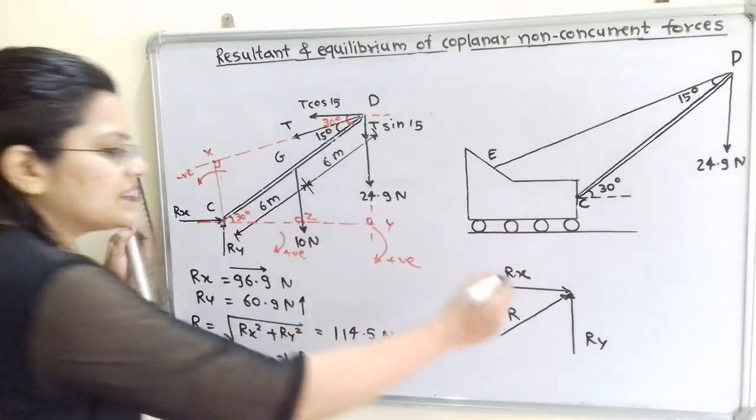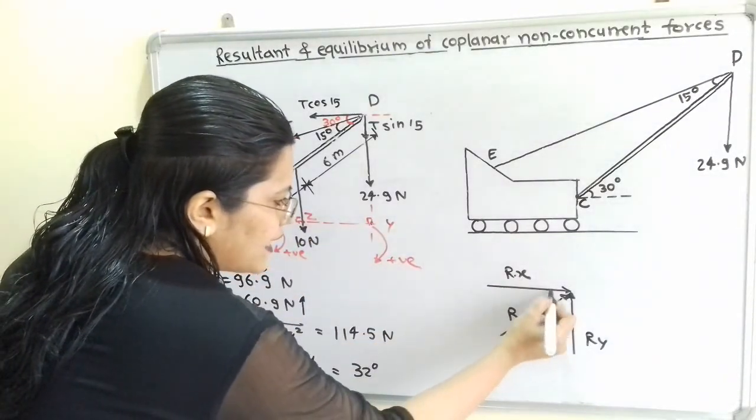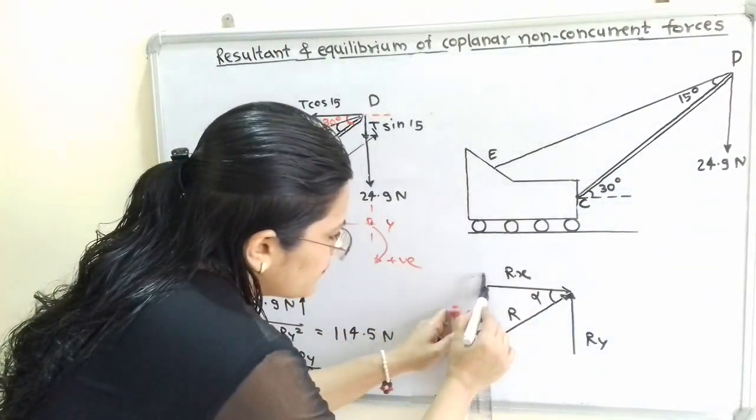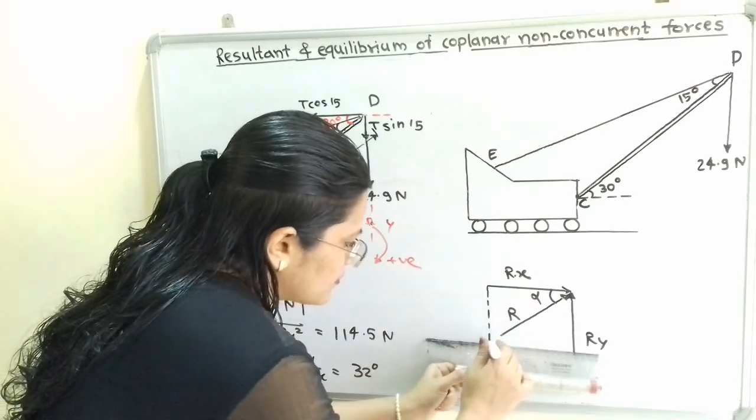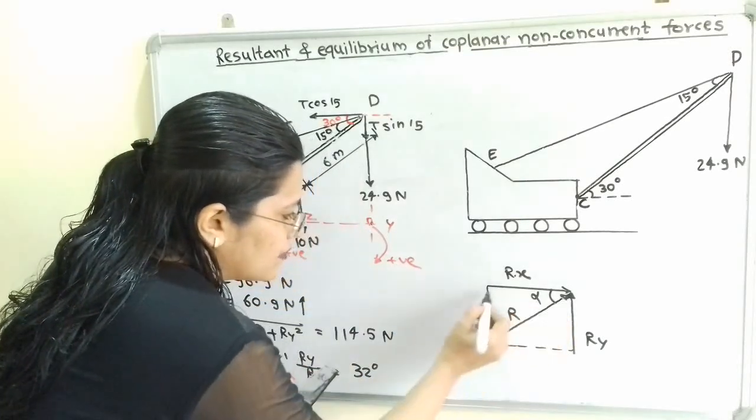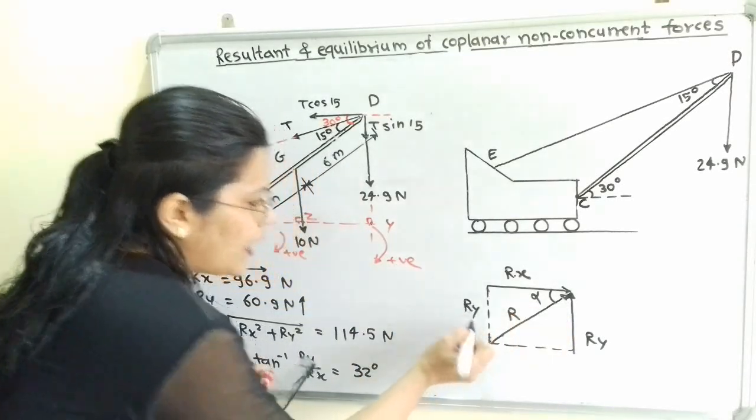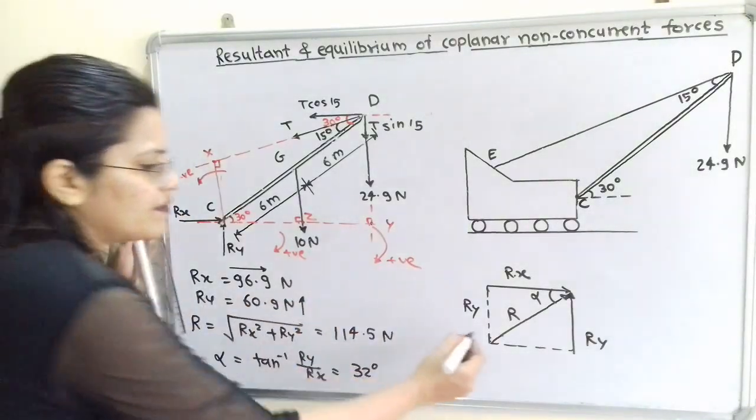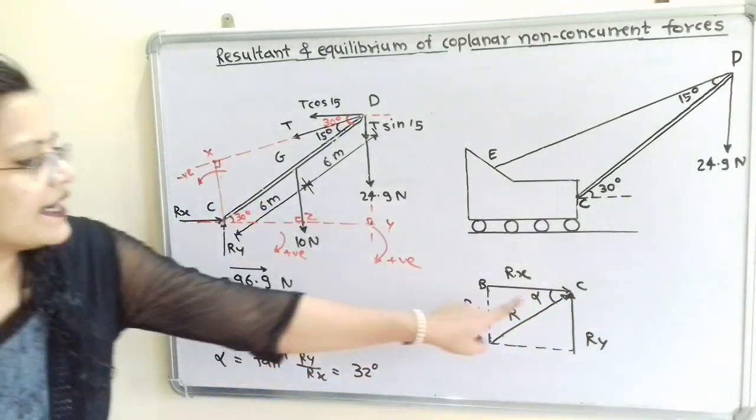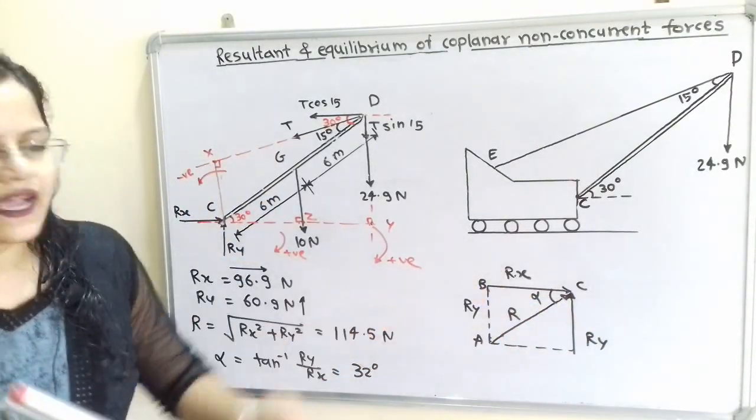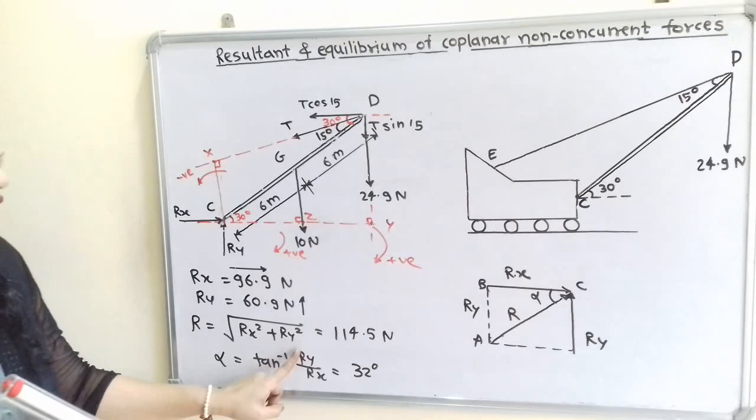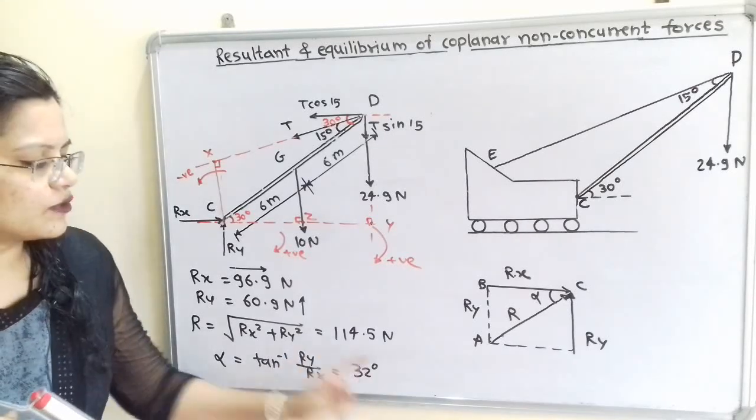Now how to find its direction? For that we will consider the angle between Rx and R as alpha. Now if I make one construction, then we will consider this triangle. This vertical line is equal to Ry. So in this triangle we will name the points A, B and C. In triangle ABC, tan of alpha is equal to Ry by Rx, and the magnitudes are known, and therefore alpha is equal to tan inverse of Ry by Rx, which is equal to 32 degrees.